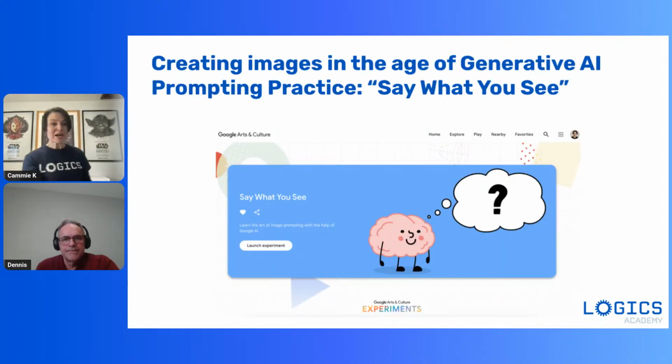So we're going to try to practice our hand at prompting by using a tool called Say What You See. I'm going to do a little demo, and then we're going to give you a chance to try this out and see how it goes. We're going to give you a nice short link to get here easily in a moment. This is a Google Arts and Culture experiment called Say What You See.